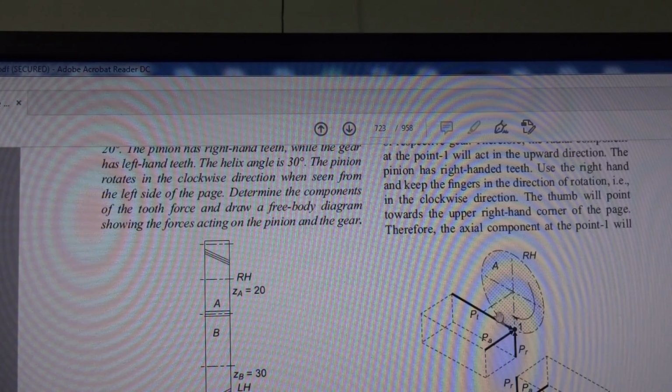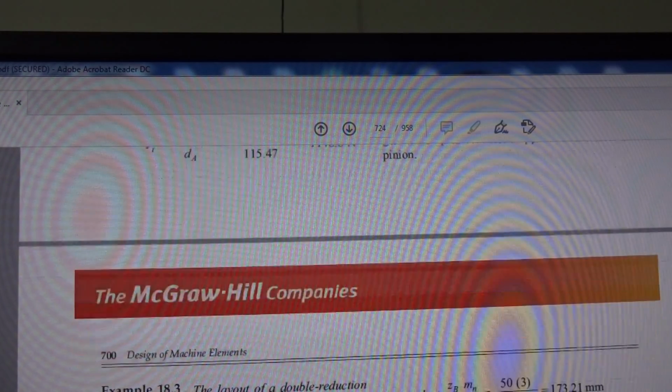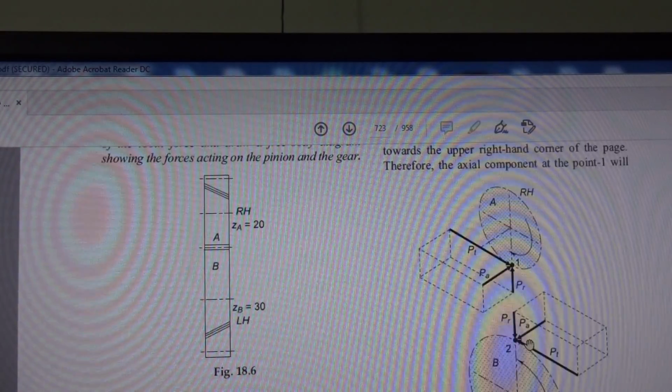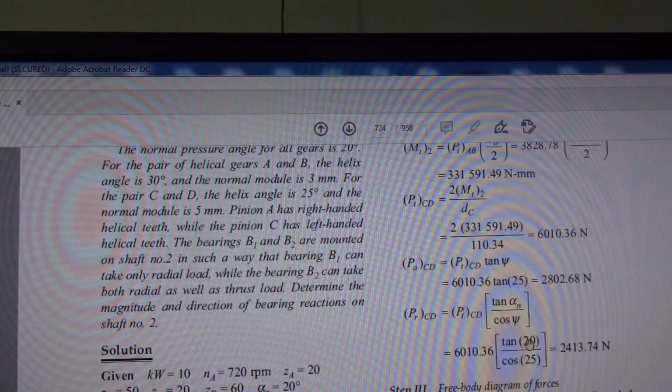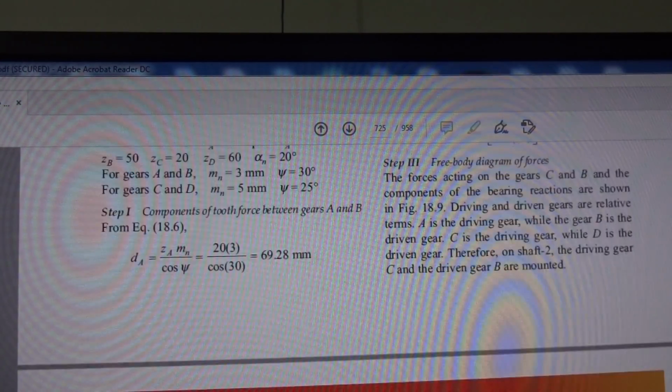So put the fingers of the right hand in this way. The direction of the thumb is in this direction, so PA is in this direction. On the gear, the directions of all three components become opposite. So PT is in this direction, PR in this direction, and PA in this direction. So this is the direction. You can solve more problems as given in the Bhandari books.